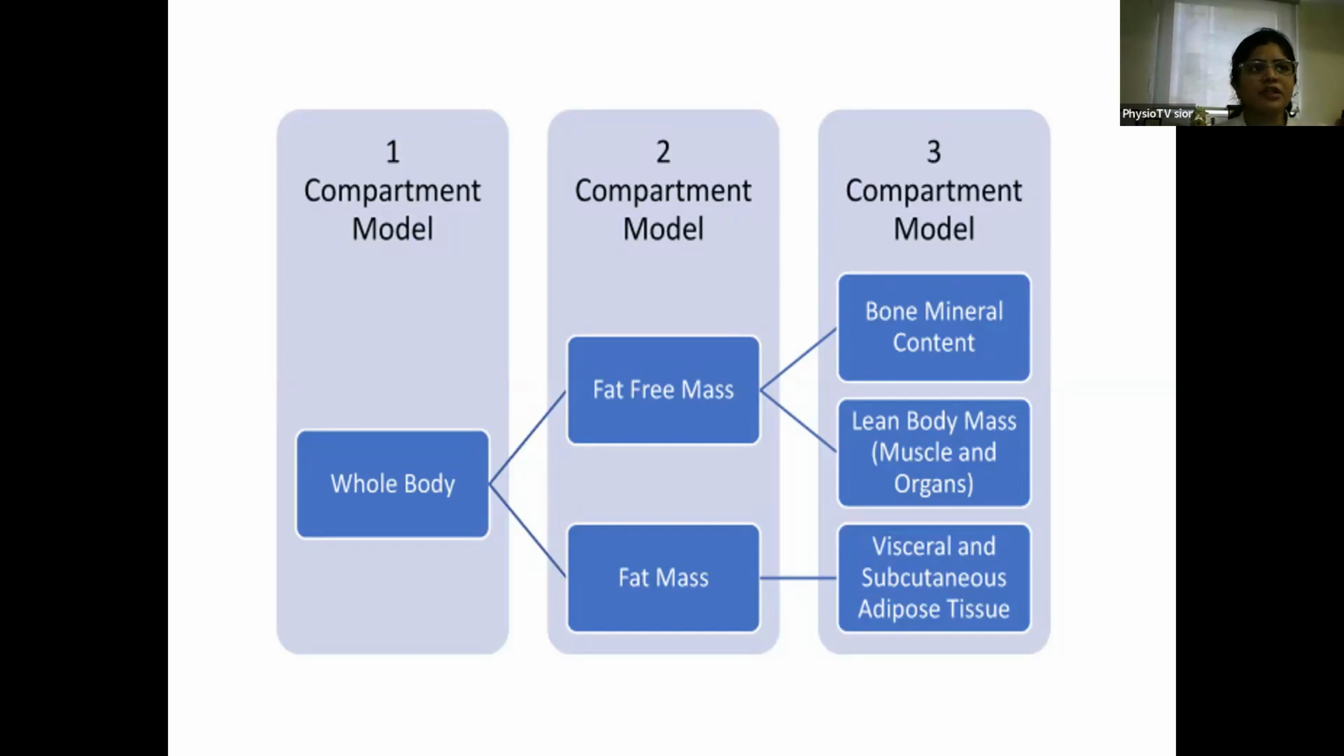So what is the benefit of the third compartment model? It gives a greater insight into the patient's or subject's nutritional status that can be seen in the third compartment model and not in the first and second.